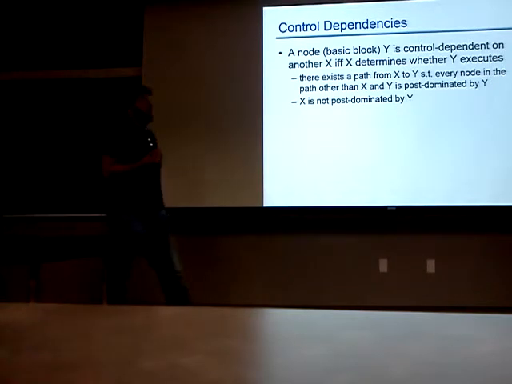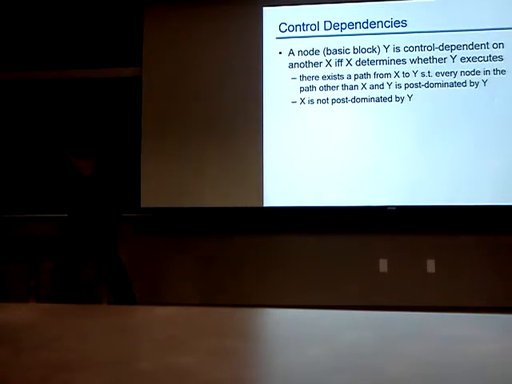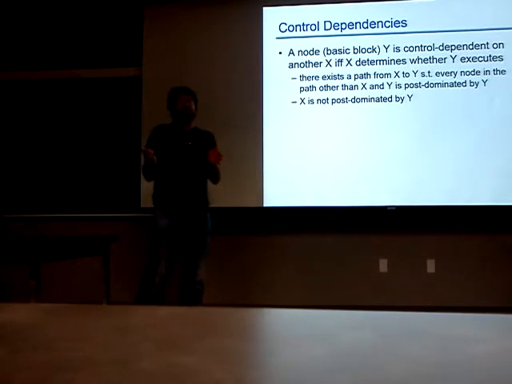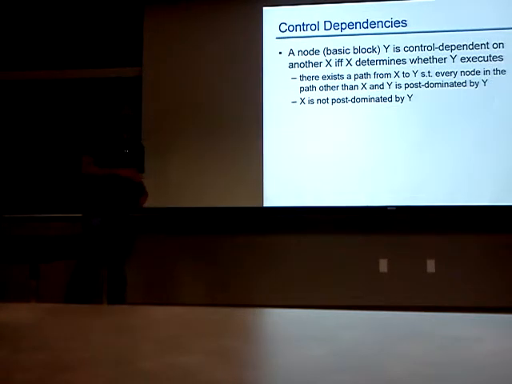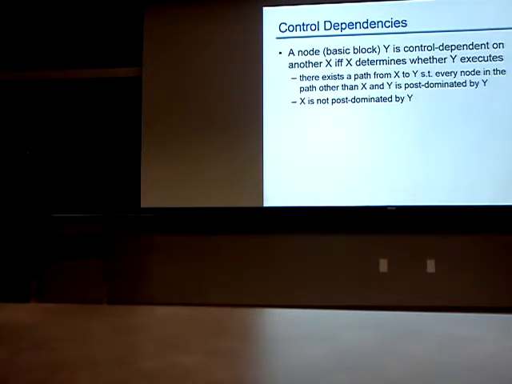The intuition about control dependency is that some instruction is going to be control dependent on another. So A is going to be control dependent on B if B affects whether or not A executes. Right? So if B affects whether or not A executes, then A is control dependent on B. B is the thing that affects execution of A. So A depends on B. Okay? So let's take a look at what this definition is.